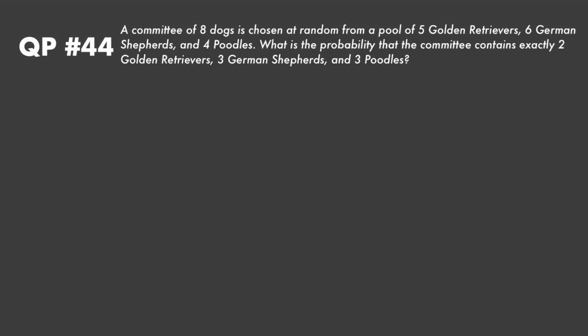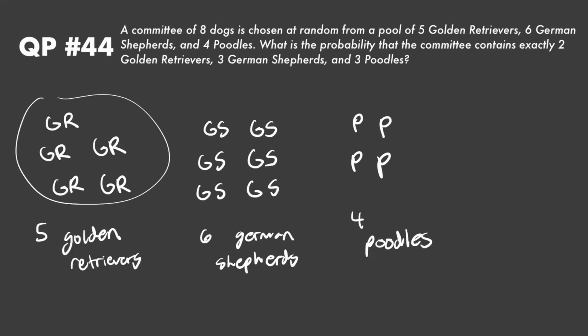Hello everyone, today let's take a look at Quantipus number 44, which is a relatively straightforward combinatorics question. We have a committee of 8 dogs that is chosen from a pool of 5 golden retrievers, 6 German shepherds, and 4 poodles. So what's the probability that this committee contains exactly 2 golden retrievers, 3 German shepherds, and 3 poodles? So this is just a little drawing. Our 5 golden retrievers, our 6 German shepherds, and our 4 poodles.